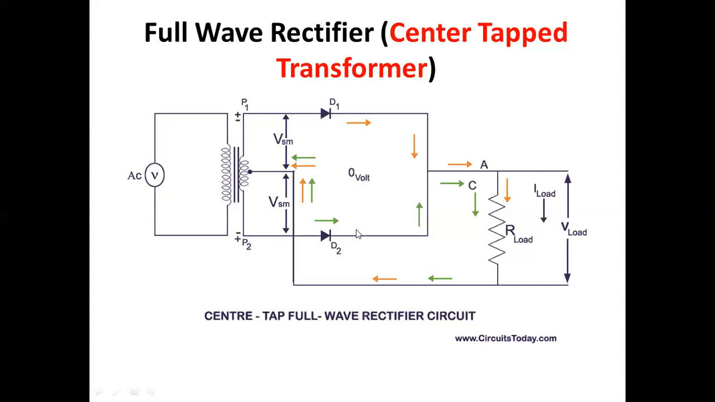Therefore, for the two half cycles, positive and also negative, we are getting the output. That is nothing but a full wave output. That is the full wave rectifier, which conducts for both the positive half cycle and the negative half cycle. Therefore, across the resistive load, the voltage VL should be a full wave. That is a DC.